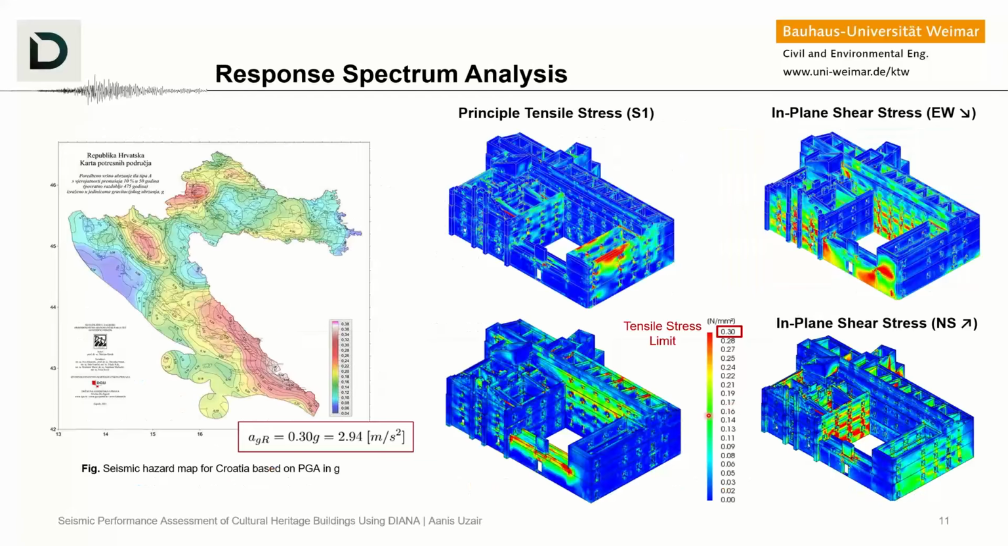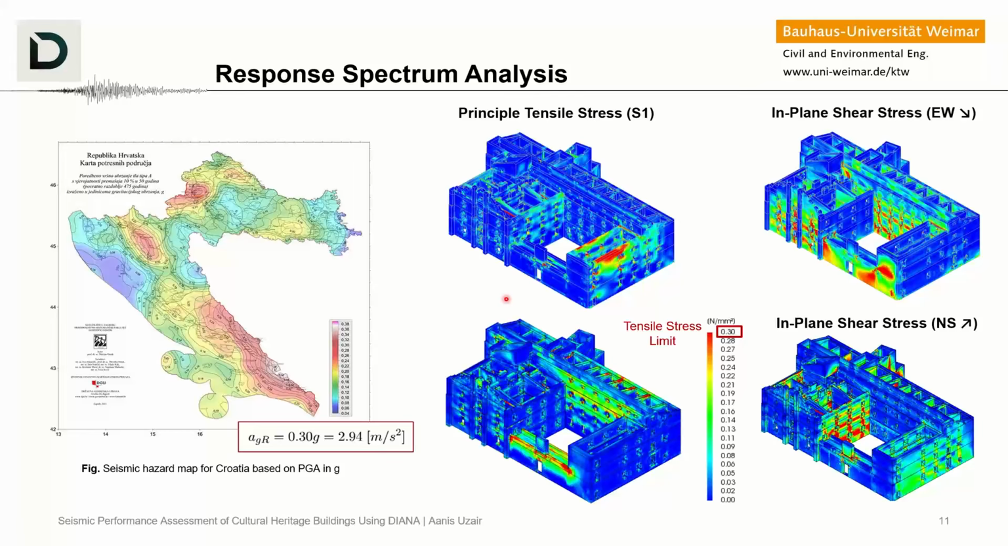Now, in this case, the structure is located here at the bottom of the map, where the peak ground acceleration is around 0.3 g. We run a response spectrum analysis using the complete quadratic combination, and we get as an output, in this case, for example, the stresses, the principal stresses, and the shear stresses.